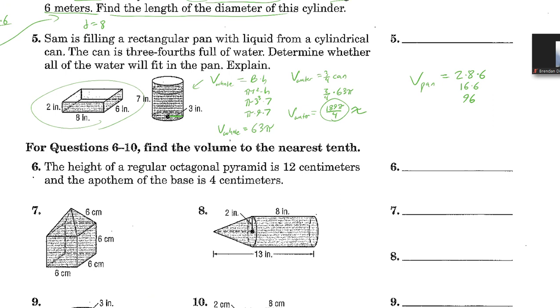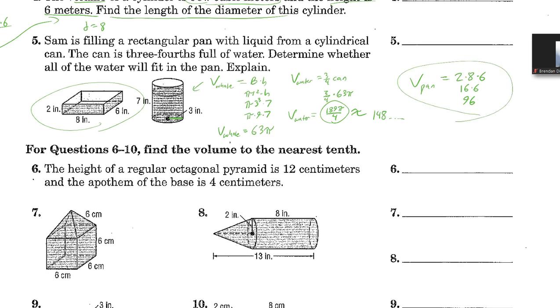Okay, so calculator. We could approximate it ourselves, but let's just do it. So 189 times π divided by 4 is around 148. And so will it fit in the pan? No. It has too much volume, because the water is 148-ish.